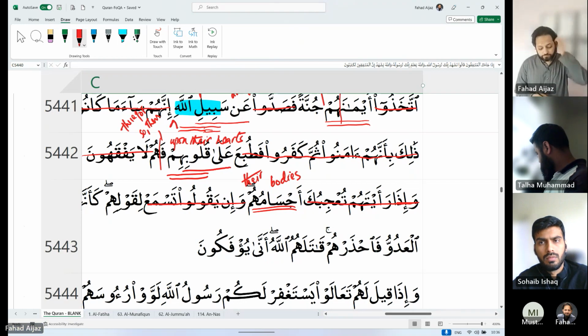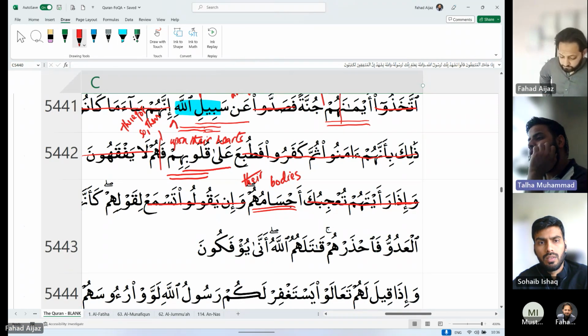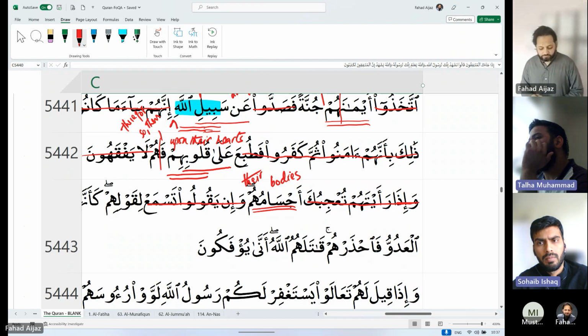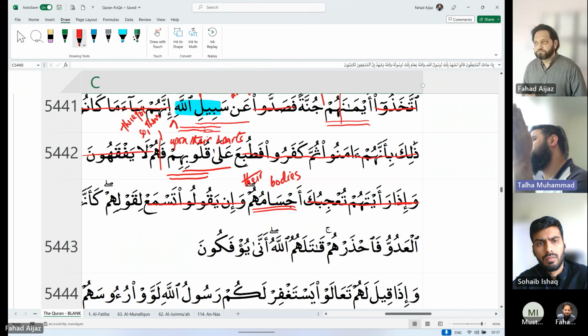لِقَوْلِهِمْ. Li is a harf of jar. Qawli is an ism. But I see another interpretation. Lihim is also an idafa with an attached pronoun. Can it also be a harf of jar? Lihim is also a harf of jar, or is this a chain reaction?